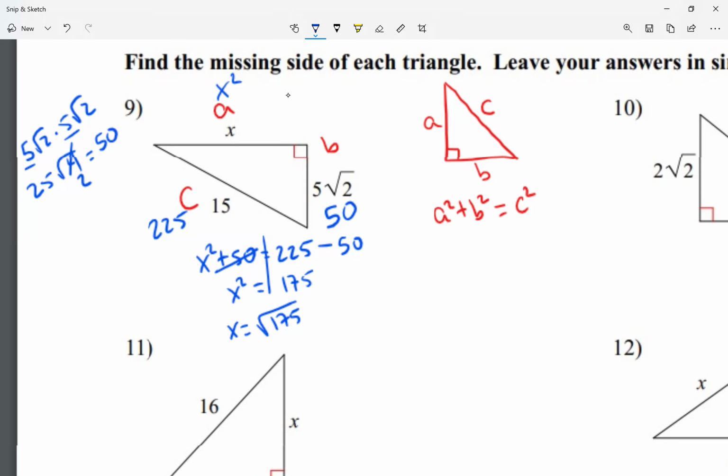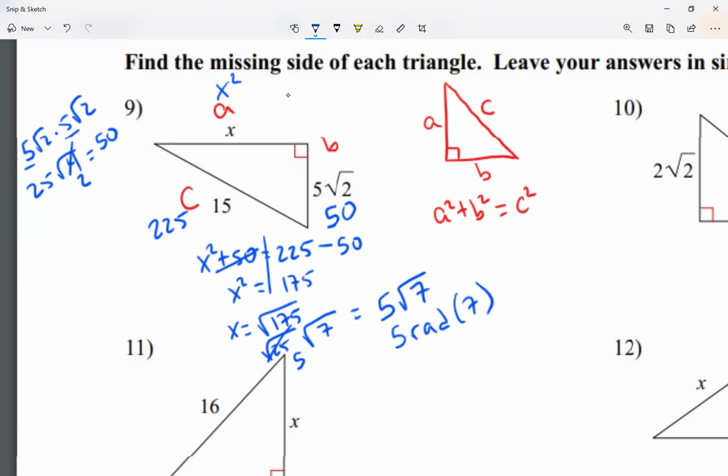175, let me break this into two radicals. I'm thinking of two numbers that multiplied equal 175, one of them being a perfect square. So I'm going to go 25 times 7, right? We talked about how to simplify yesterday. The square root of 25 becomes 5. So my answer is 5 radical 7. Easy. How are we going to type this? 5 RAD for radical, and then a 7 inside parentheses. No spaces anywhere. All together.